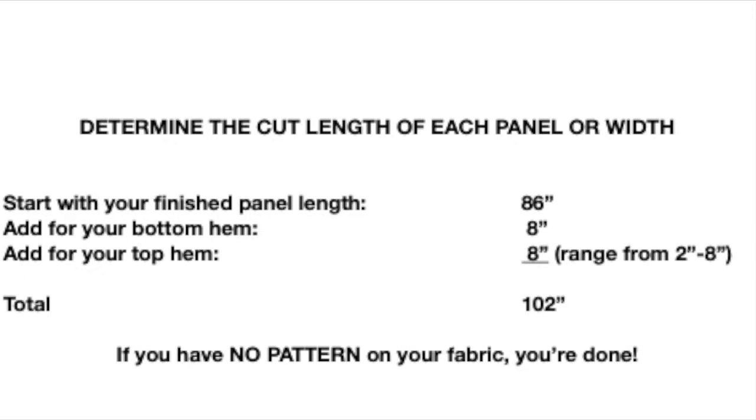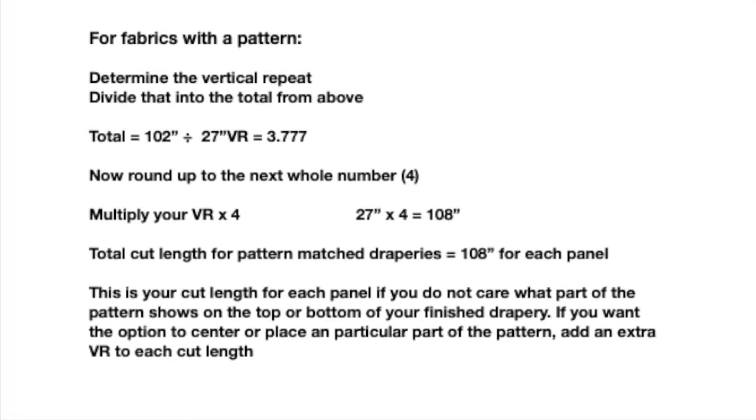Okay, let's move on. So in my case, 86-inch finish length, 8 and 8, so 16 more inches for my hems. My total cut length for each panel or each width of fabric is 102 inches. If you have no pattern on your fabric, you need 102 inches. Done. Now, if you have a fabric that has a pattern printed or woven on it, and there is what's called a vertical repeat, the pattern that repeats vertically up the roll of fabric, you have got to take that into consideration if you want your drapery panels to match each other.